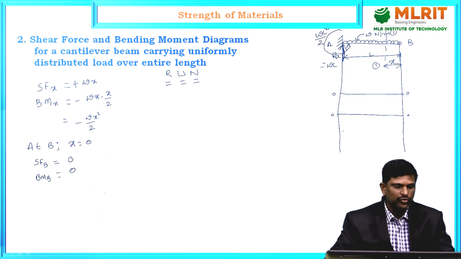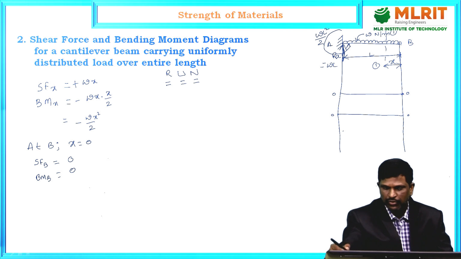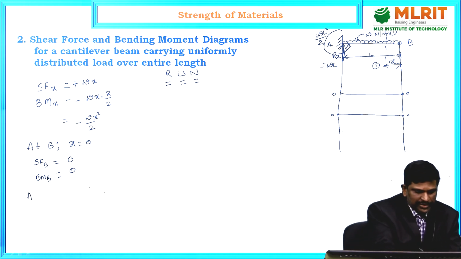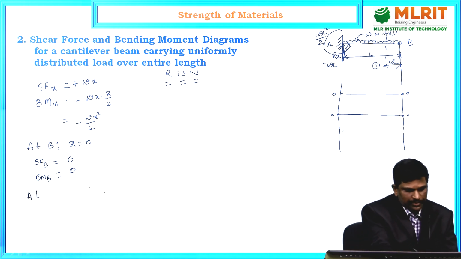Here the shear force at B is 0. So, put a point on the reference line below B. Similarly, put another point on the bending moment reference line below B. Now, let us find the shear force and bending moment at the other end, the fixed end. At the fixed end, that means at A, x equal to L.